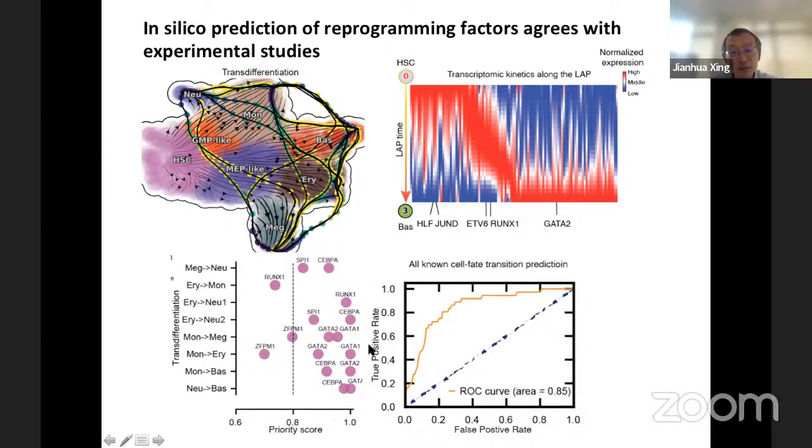Think about a system that is supposed to make a turn. When the system goes from left to right, if you push it, then it's helpful. But when it makes a turn, if you still continue to push, then it will resist, right? It's going to slow down the process. So having this information will help us to design strategies to accelerate the reprogramming process, for example.